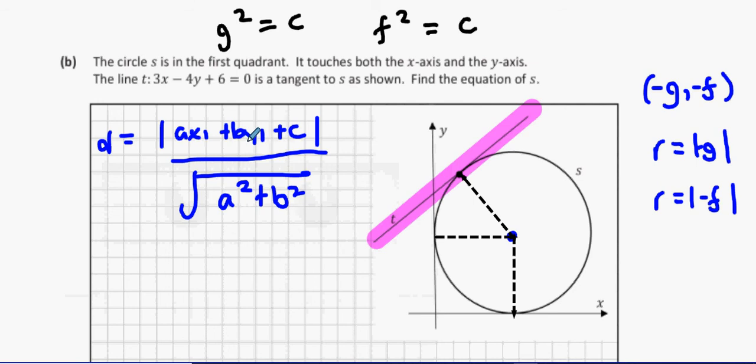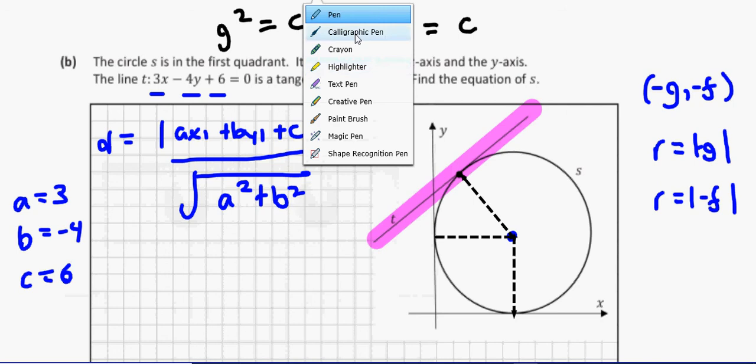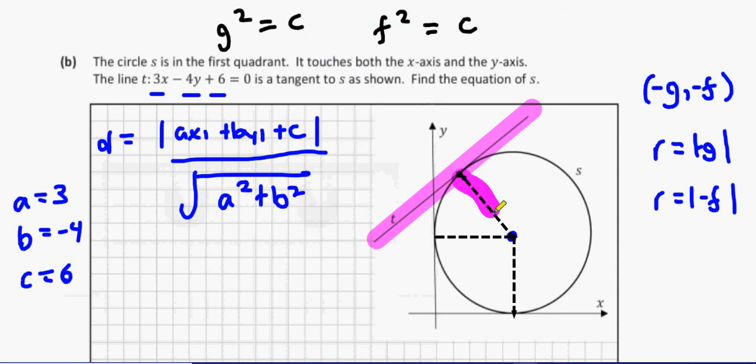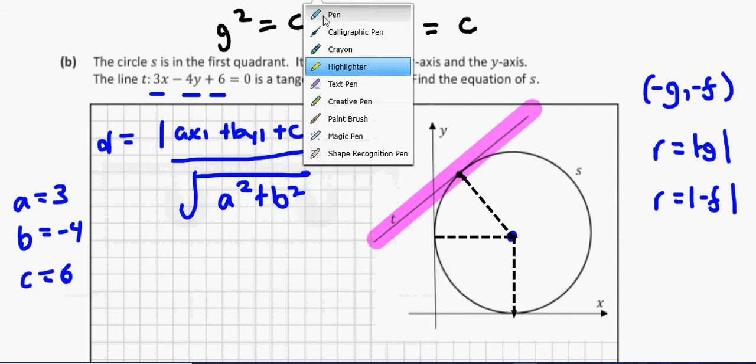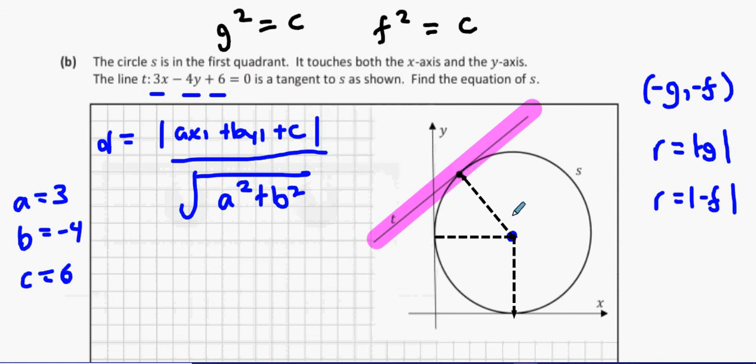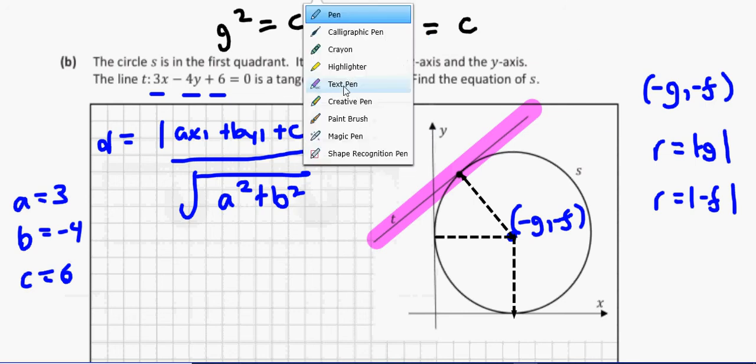Now, what we know about this formula is we use the line. So there's the line. The A value is 3, the B value is minus 4, and the C value is 6. And it is a radius distance away from the center of the circle. So that's fairly evident. Now, what are we going to put? That's minus G, minus F, but we know that F equals G because it's in the first quadrant, so we can call it minus G if you want.